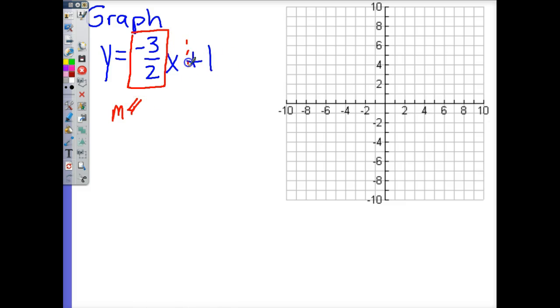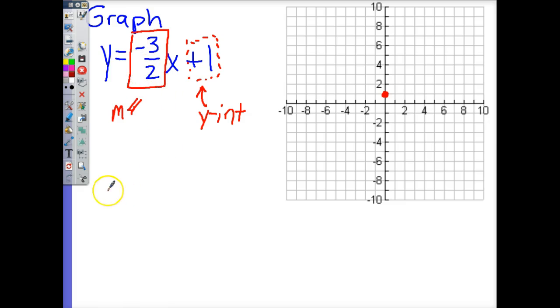What's your y-intercept? This other number here. And that's all you need to graph. So y-intercept is 1. So what does y-intercept mean? That's where it intercepts the y-axis. We're going to go to positive 1.